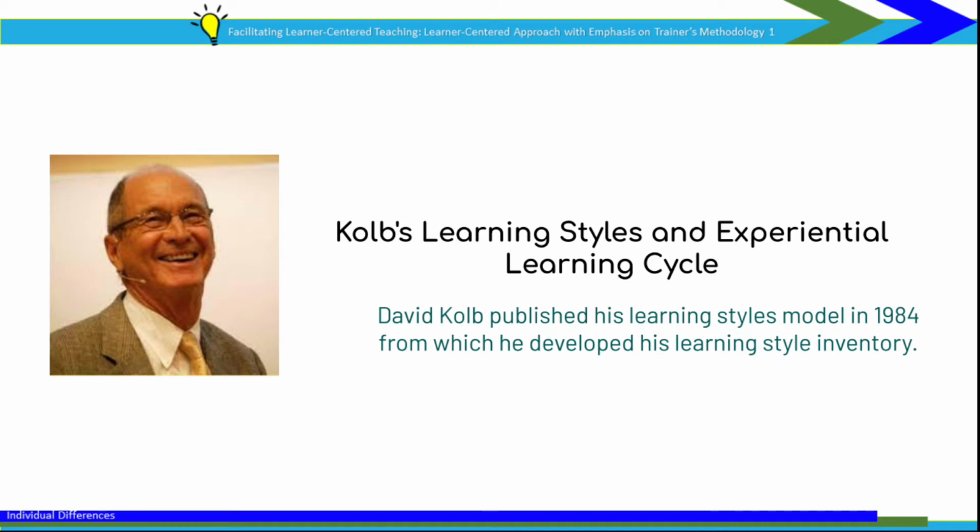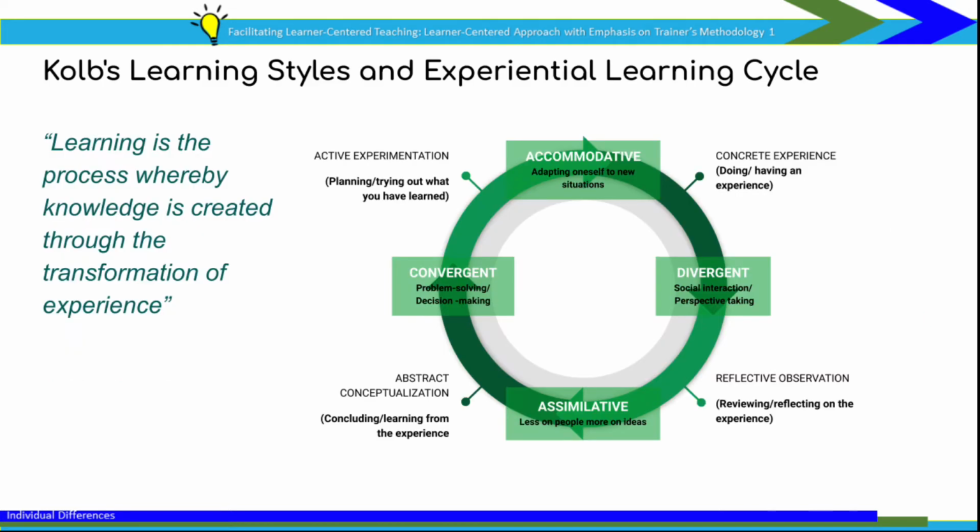Experiential Learning Theory. David Kolb published his learning style model in 1984, from which he developed his learning style inventory. Kolb's experiential learning theory works on two levels, a four-stage cycle of learning and four separate learning styles. Much of Kolb's theory is concerned with the learning internal cognitive processes. Kolb's experiential learning style theory is typically represented by a four-stage learning cycle in which the learner touches all the bases. The four-stage learning cycle are concrete experience, reflective observation, abstract conceptualization, and active experimentation.